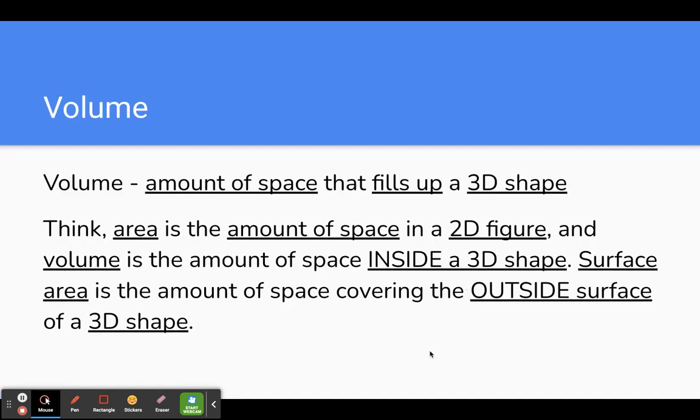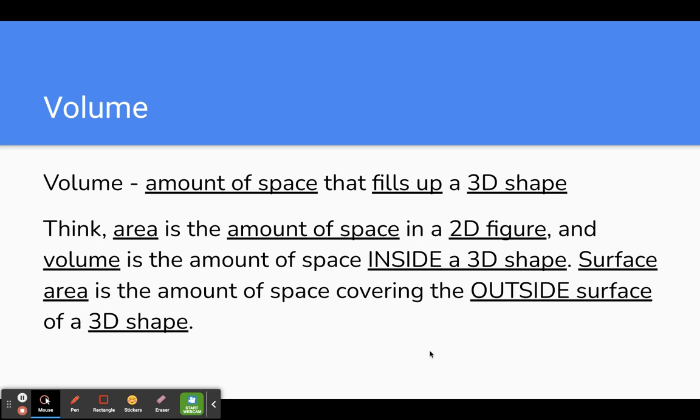Okay, so you can think of volume as the amount of space that fills up a 3-dimensional shape, right? So when we combine and think about all of the different things that we've learned in chapter 11, area is the amount of space within a 2-dimensional figure, and therefore volume is the amount of space inside of a 3-dimensional shape. Surface area is the amount of space covering the outside surface of a 3-dimensional shape.